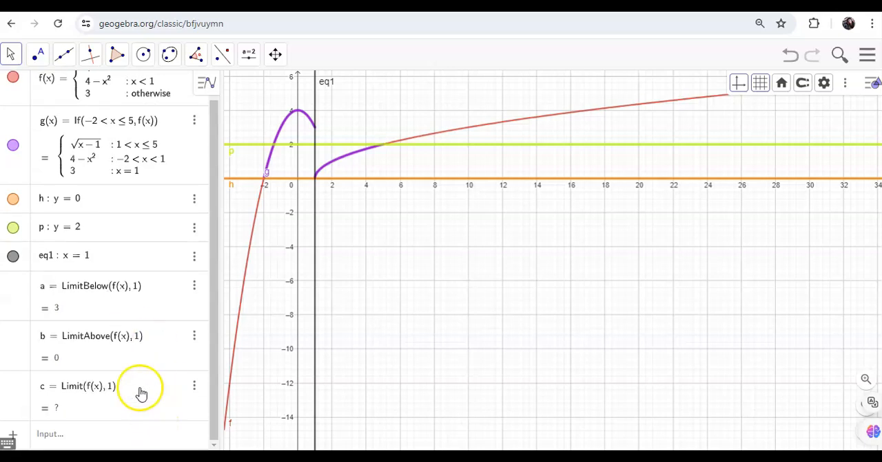is a question mark. So since the limit below and the limit above of the function as x approaches 1 are not equal, then the limit of f(x) as x approaches 1 does not exist, and has been denoted in GeoGebra with a question mark.